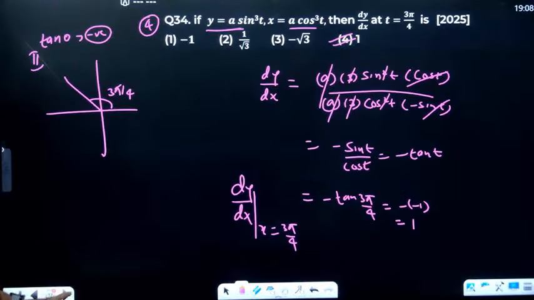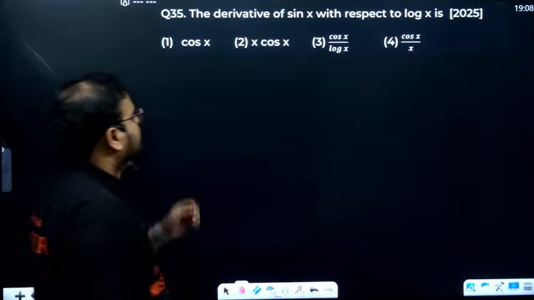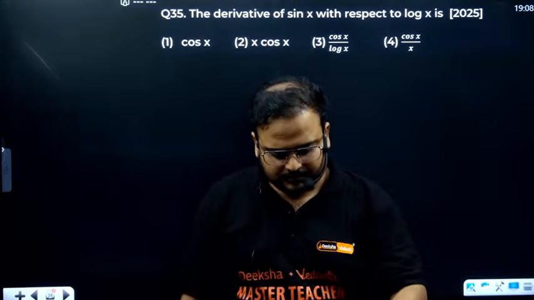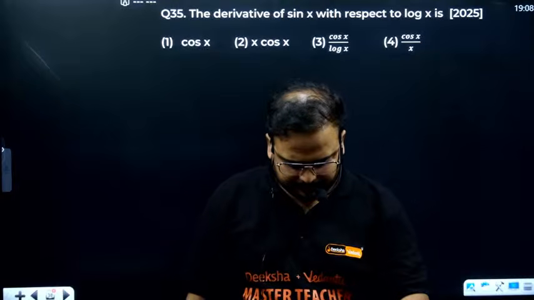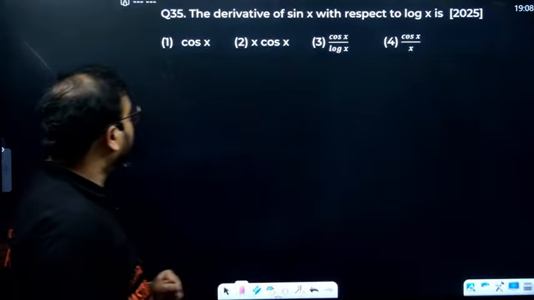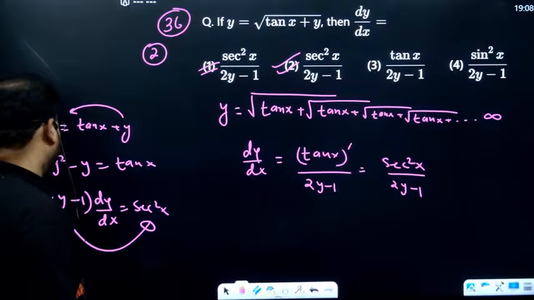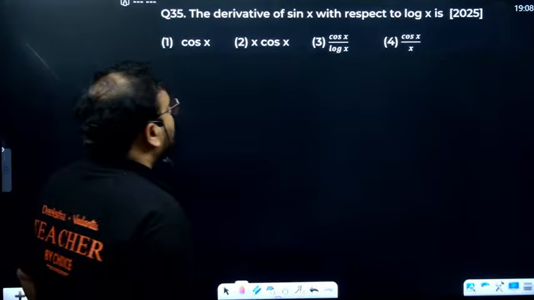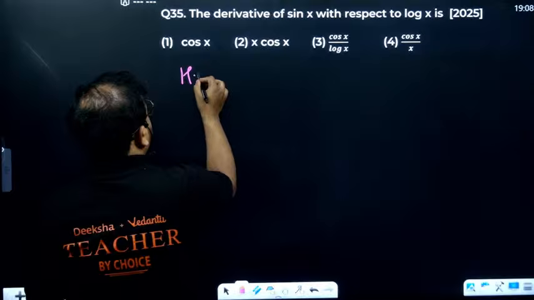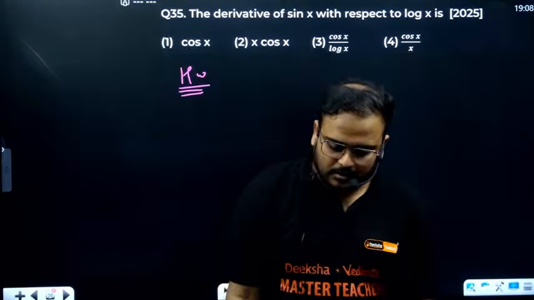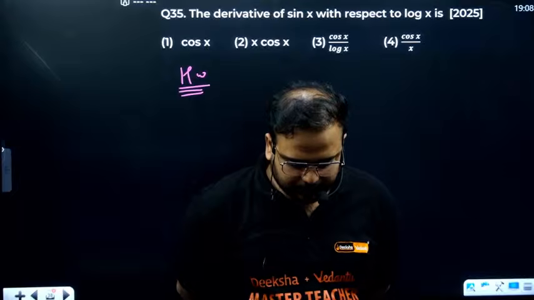Okay. 34 is done. 35. This is the last question. I've done all these questions already from the current year PYQ. This one, all of you solve. Homework. Okay. So I'm going to end the class now.